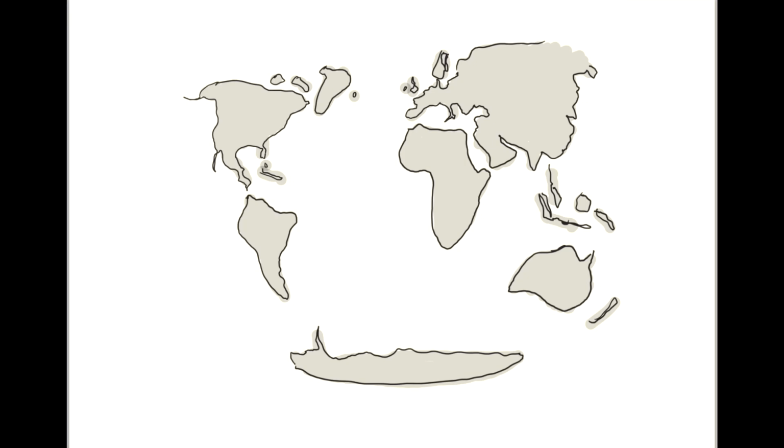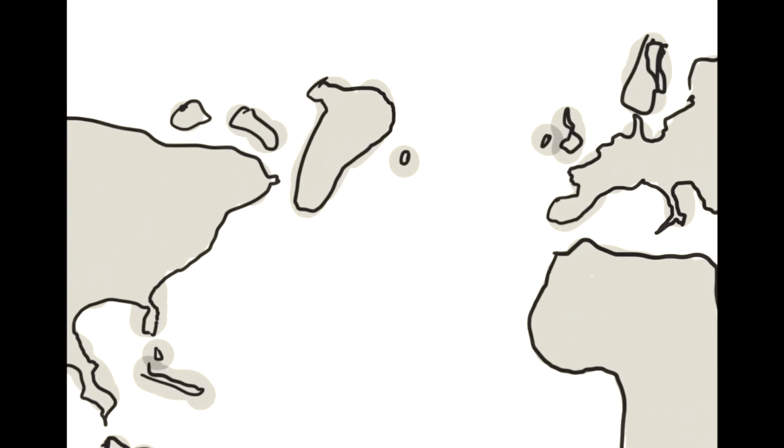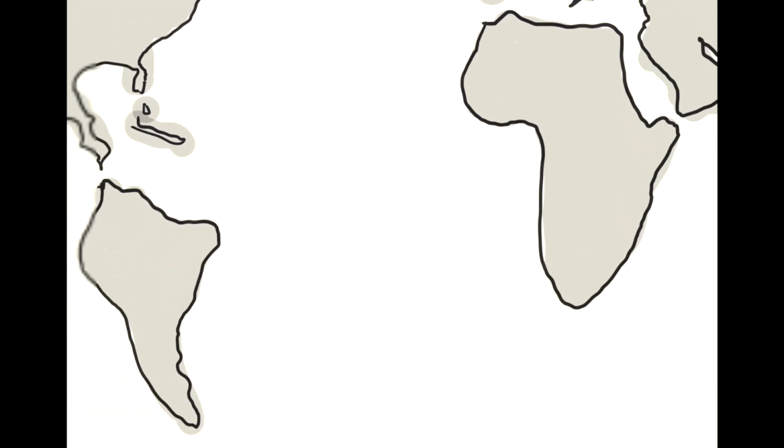So looking at our world map, we have two regions that are covered with large chunks of land ice. The first one being Greenland, and the second one is Antarctica.